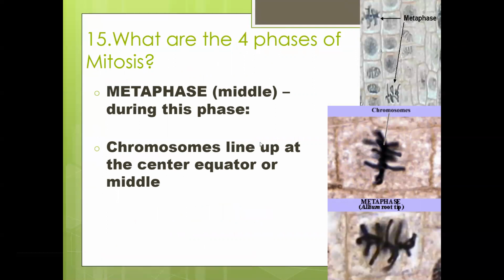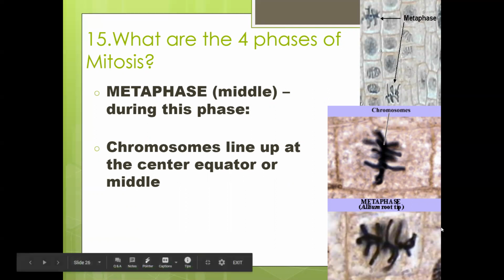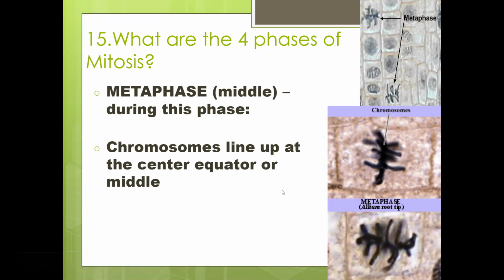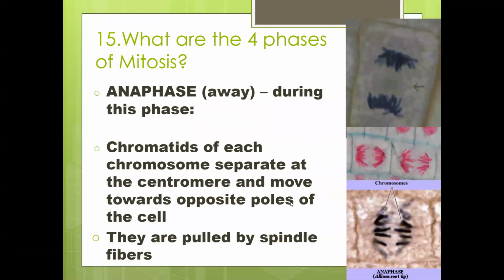Then next you have metaphase. I always remember metaphase because it's middle. It starts with the same letter. Your chromosomes are going to line up on the middle of the cell. So you can see that happening here and here in these two cells. They line up beautifully along the middle, and those spindle fibers are going to attach themselves to the centromere of each one of those sister chromatids there.